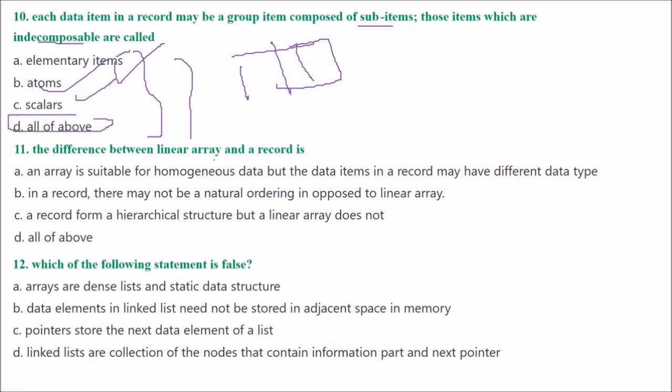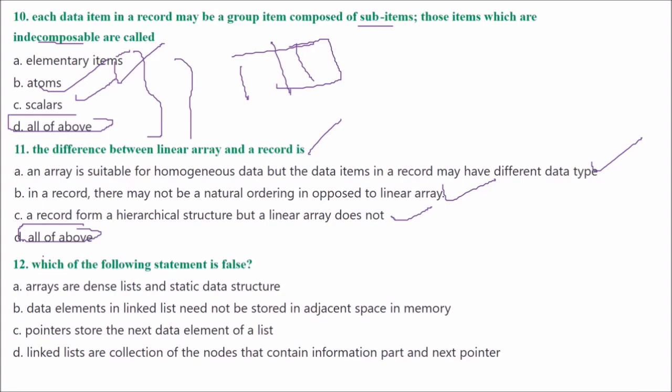The difference between linear array and a record is what? Let us see one by one. An array is suitable for homogeneous data, but the data items in a record may have different data type. This is correct. In a record, there may not be a natural ordering as opposed to the linear array. This is also correct. A record forms a hierarchical structure, but a linear array does not. This is also correct. So we'll go with the last option, that is D, all of the above.